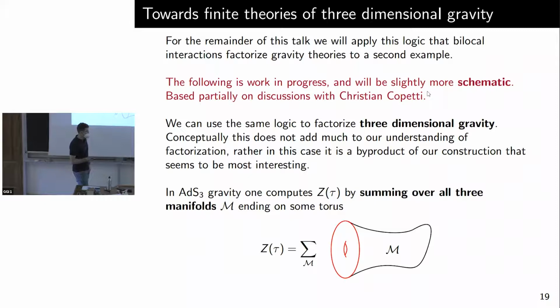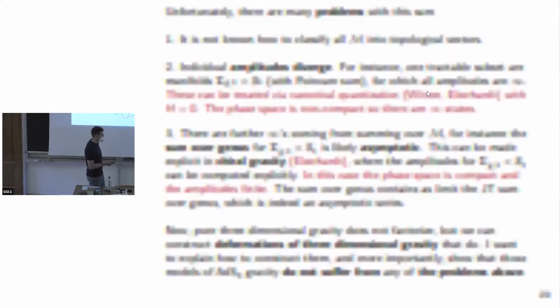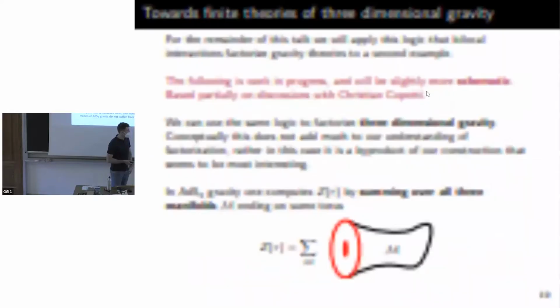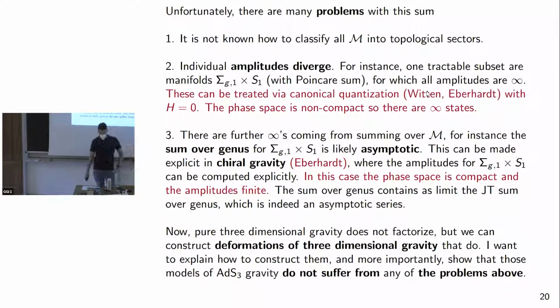So we can compute a partition function by summing over all 3-manifolds that end on a torus, in principle. But there's a million problems with this sum. The first is that, to the best of my knowledge, we don't know how to classify those manifolds. The second is that the individual amplitudes would diverge. For instance, if we take manifolds that are genus-g Riemann surfaces with one boundary times a circle, such that the boundary is this torus and everything has this U(1) symmetry, then all the amplitudes are infinite.